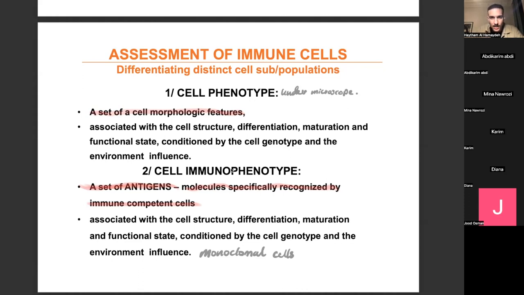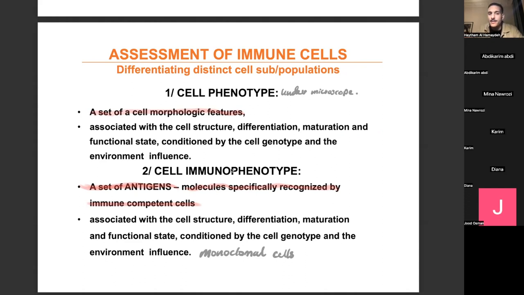That's the first thing. And how they differ in those specific things is according to the effect of the genotype and the environment. So the environment and their genotype affect the way they look and the way they function. Yes? That's the first thing.